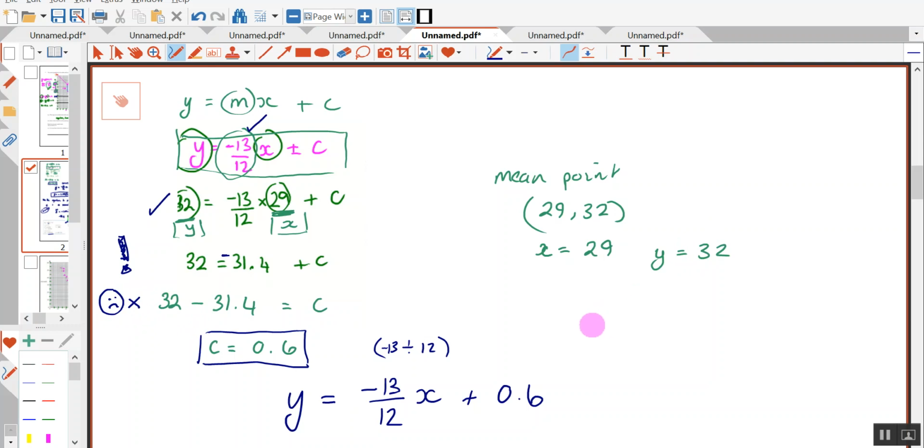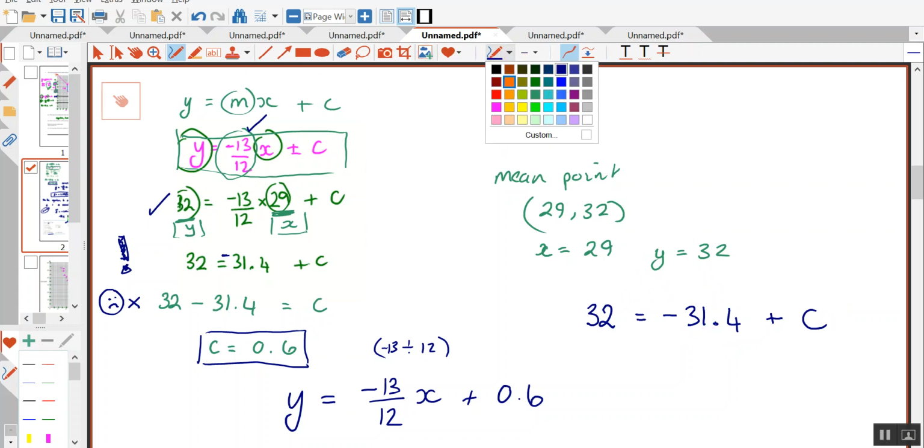So shall I rewrite that? So we've now got 32 equals negative 31.4 plus C. Go on, Jai. It's still plus C. Yep. Because a negative is the same as saying subtract, right? So instead of subtracting here, this is the problem, isn't it? So instead of it, we've got to add.